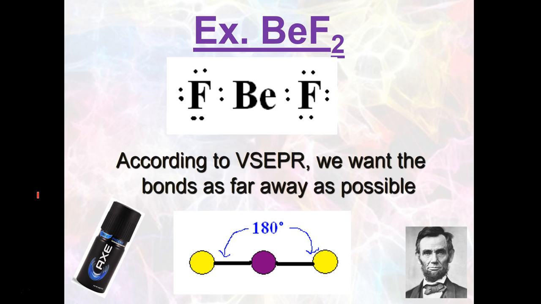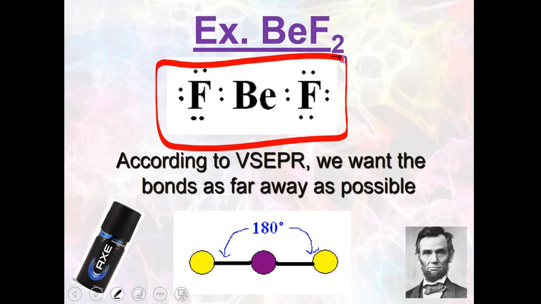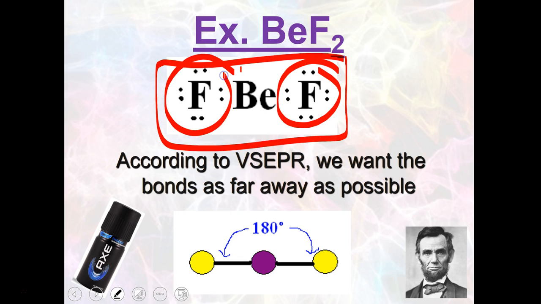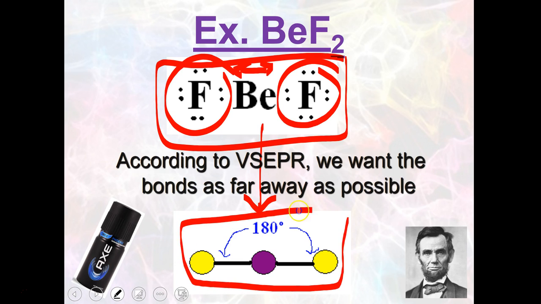We'll start with this example, beryllium fluoride. You can see I've done the Lewis dot structure for you here. And because of all of these electrons, they want to be as far away from each other as they can. And that's the whole VSEPR theory. They're going to get as far apart from each other as they can.